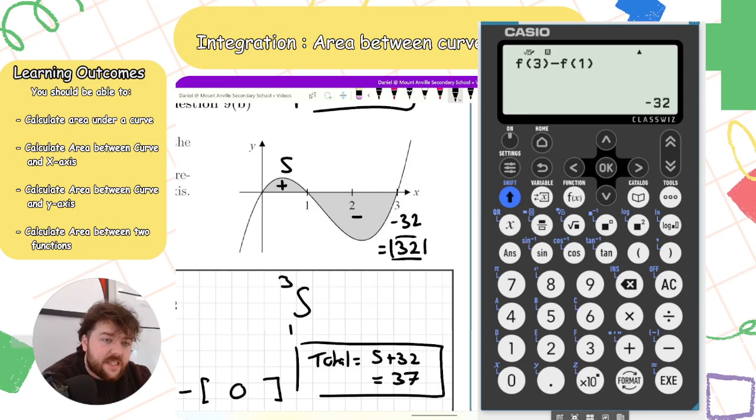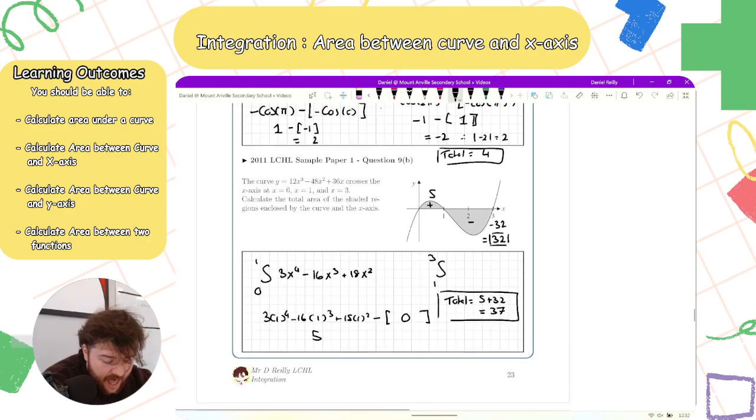So the total area is going to be equal to 5 plus 32, which is 37 units squared. I hope this video was some help to you guys.